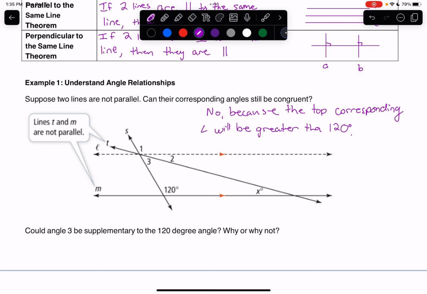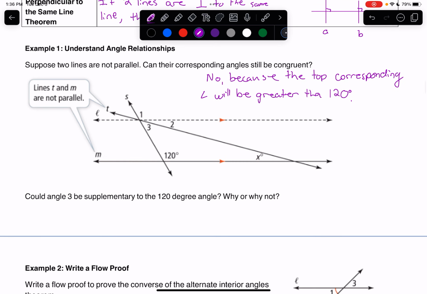Number 3 is interesting. It says, could angle 3 be supplementary to the 120 degree angle? Why or why not? I think this is a more interesting question. So, supplementary means that the angles add to 180. So 3 and 120, they're asking, could these add to 180?